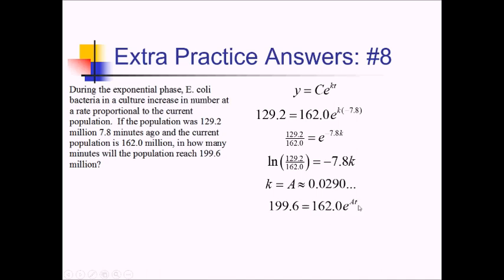Solving for t this time around, I'm going to pretty much use the same steps I did up here. I'm going to divide by the 162. I'm going to take the ln of both sides. That'll get rid of the e, and that'll just leave me with a times t on the right side. This time around, I'm going to divide the ln of this stuff by a, and I'll do that on the calculator.